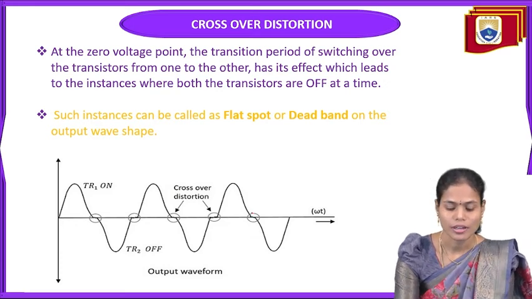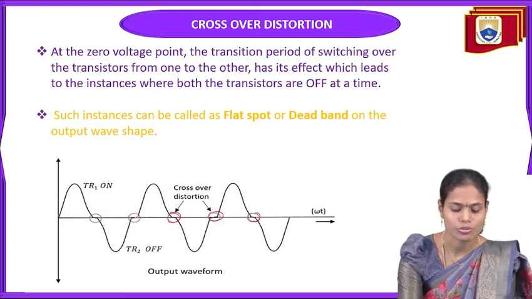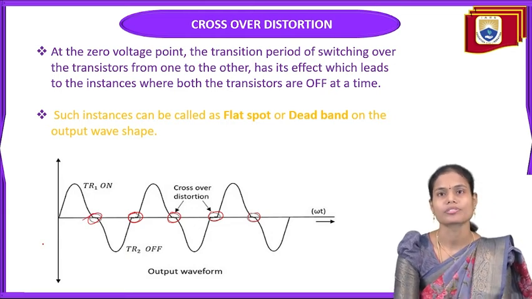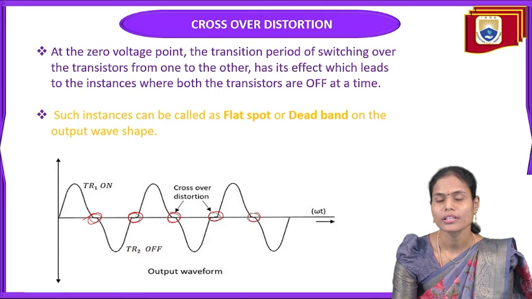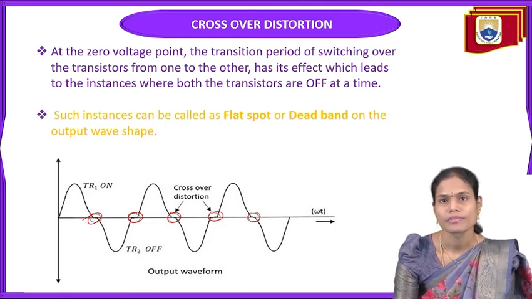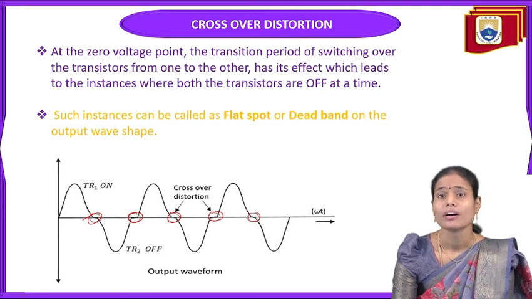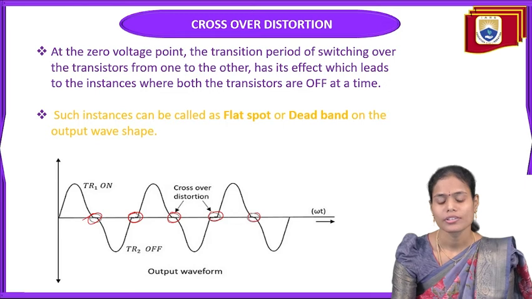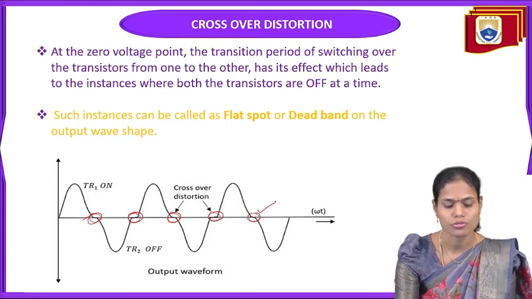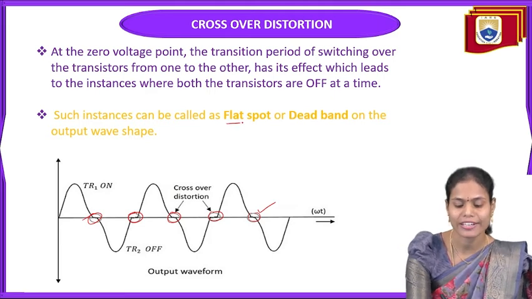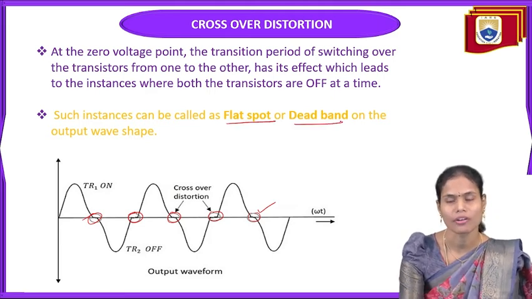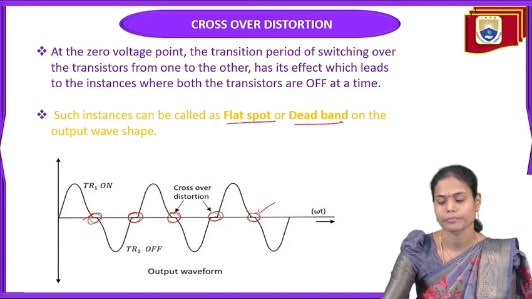The same thing again: this crossover distortion occurs in the circuit. Suppose you are providing the input voltage as 0, the transition period of switching of the transistor from one state to another state affects the output in the form of crossover distortion. This is also called the flat spot or dead band on the output waveform.